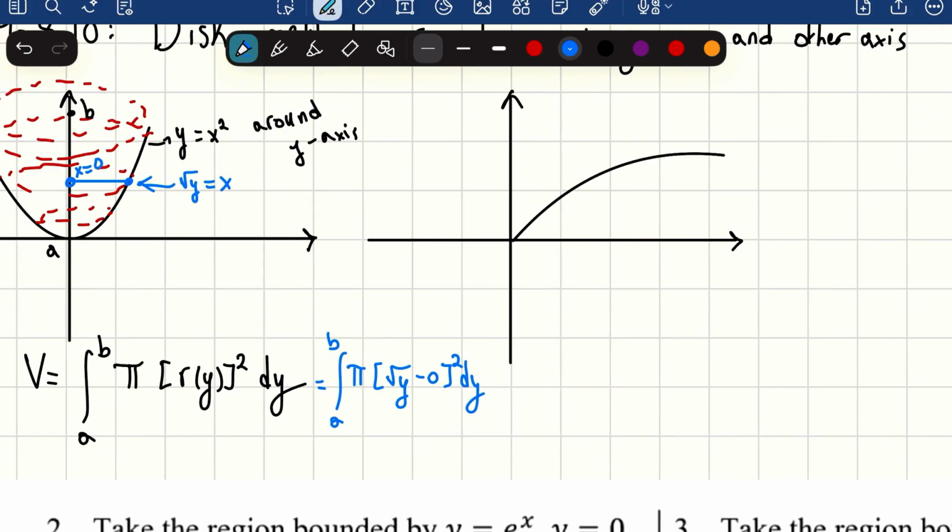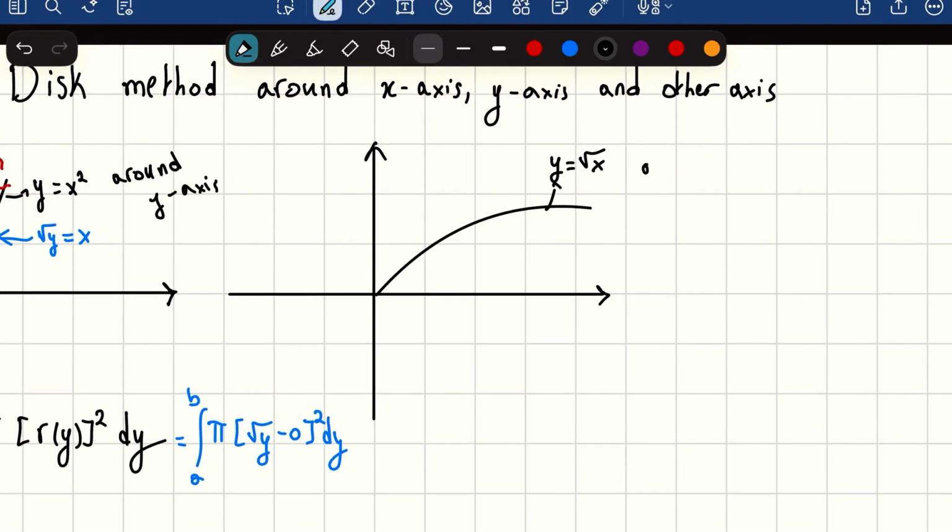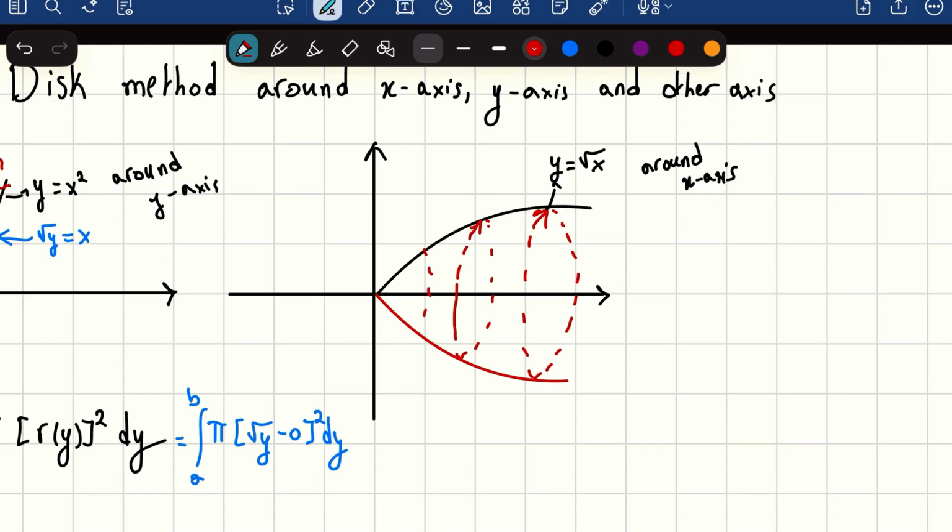Now if you look at the second graph, you've got y is equal to the square root of x, and if we're rotating it around the x-axis, we're going to get a shape that looks something like this. It's not going to be very accurate. So again, shawarma, same thing.